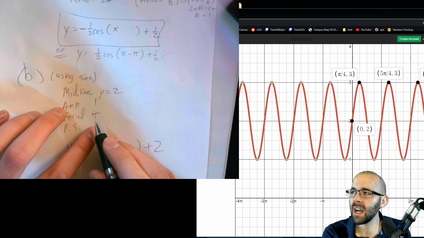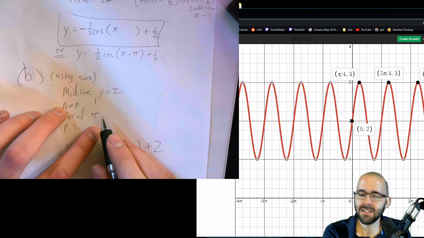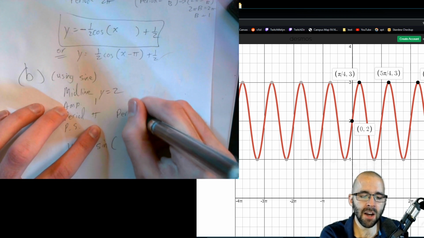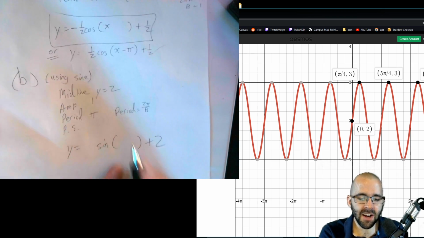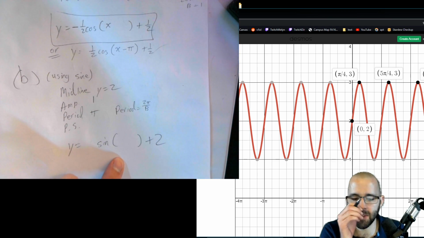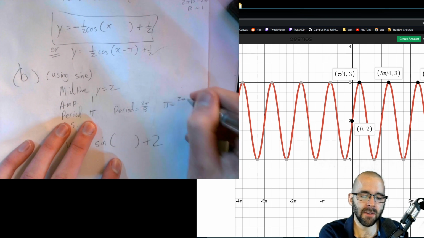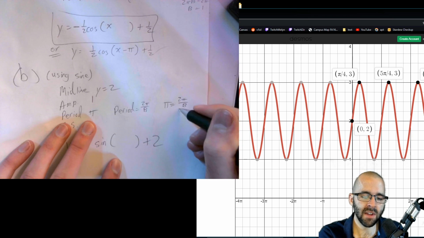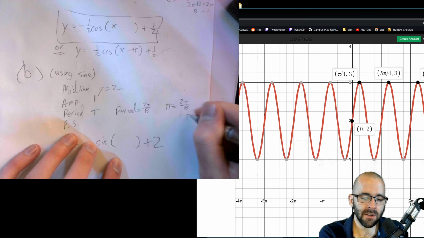So if the period is pi, again, we have to use that information to say, what is b? Because period is 2 pi over b. And we found the period. But we need to find b, because we need to fill in this formula here. So we get pi has to equal 2 pi over b. Solve this equation just like you did before. I'm not going to solve it for you. You know how to solve this equation. And you get that b is 2.